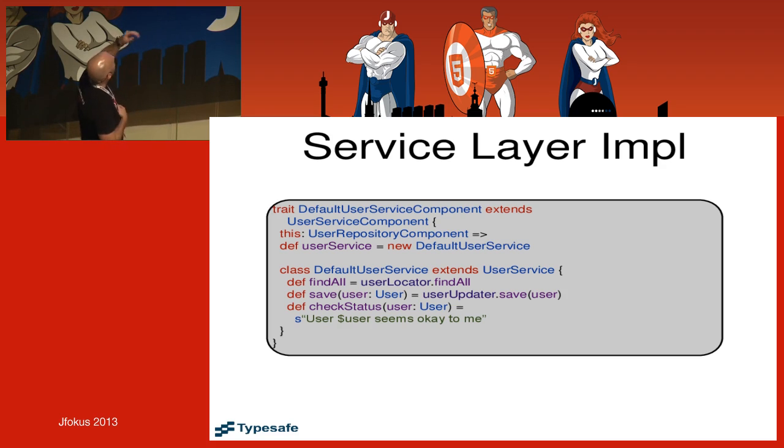And the next step is really the important thing, the self-annotation type. By doing this with the user repository component, you're saying that whenever someone implements this interface or trait, they have to provide a user repository component as well. And this is the dependency injection, you can say. We also provide a default user service. The default user service in this case is just going to use the user locator and user updater. And finally, the check status, which is not using any underlying service, is just a string interpolation, which is something that we have now in Scala 2.10. By putting an S, you can see the $user there is being extracted from what's being passed to it.